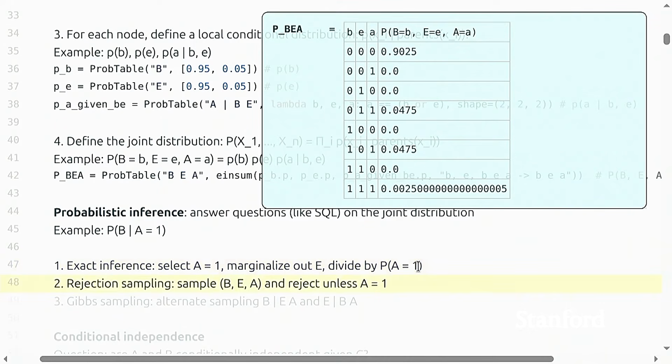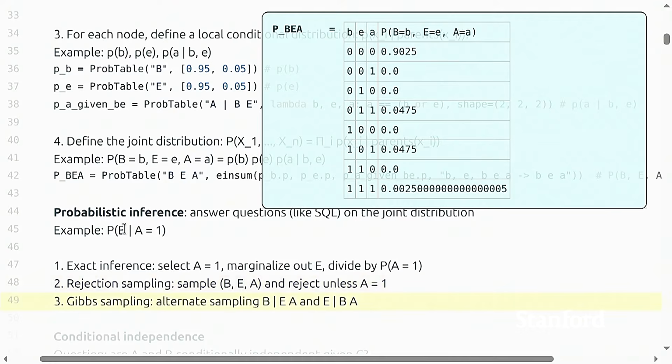Then we looked at 2 approximate randomized algorithms, rejection sampling, where you write a probabilistic program that spits out samples of B, E, and A according to this joint distribution. And then you just reject all the ones that don't satisfy A equals 1, and you count the number of times B shows up to be 1 versus 0, and that's your estimate.